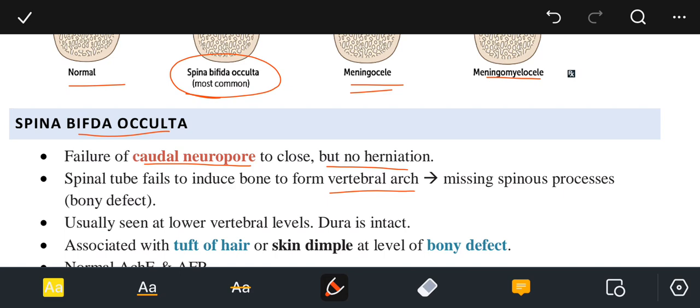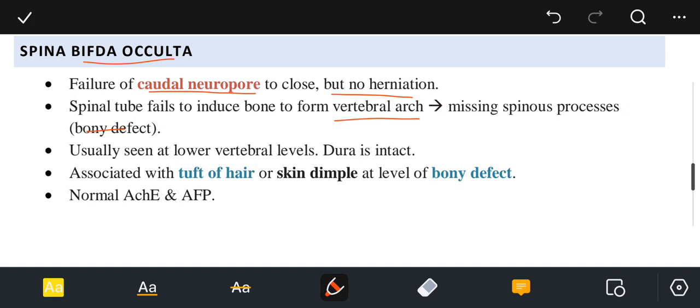Missing spinous process will lead to a bony defect, usually seen at the lower vertebral levels, and the dura will be intact, associated with a tuft of hair or skin dimple at the level of the bony defect, and there will be normal acetylcholinesterase and alpha fetoprotein, and the child will also be asymptomatic for the rest of his or her life. There will be no problem.